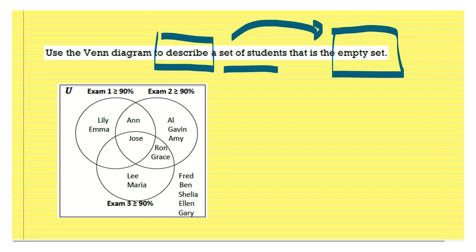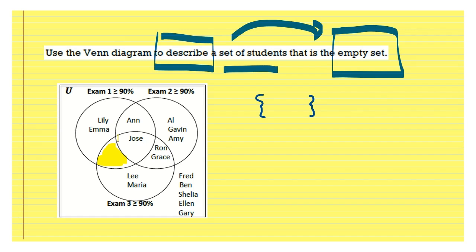So the empty set, if we were looking at a roster of the empty set, it would literally just be braces with nothing, literally no names in it. The empty set would have no names in it. Well, the only area that has absolutely no names in it is this little section right here. So how can we describe this?